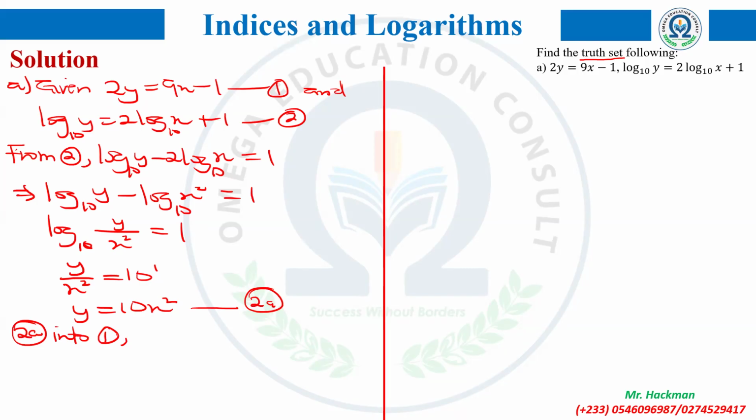So now what will happen? Wherever I see y here, it is 10x squared. So I will get 2 into 10x squared equal to 9x minus 1. So I'm going to get 20x squared minus, I'll bring this one here, 9x, then plus 1, is equal to 0. Is my point well made?